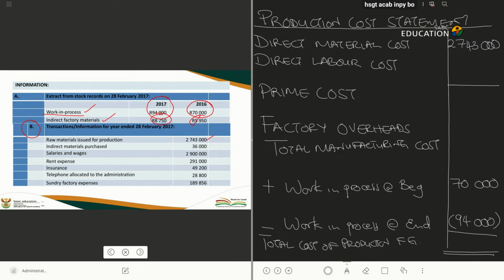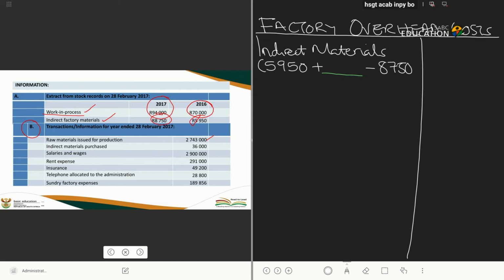So that means I've already dealt with that one. Let's go to the next one now. They say indirect materials purchased. You remember we did touch some indirect materials earlier on? And where did we touch it? You're correct, in the factory overhead. Let's go to our factory overhead. We had our opening stock, we had our closing stock. What were we missing? Purchases. So we're going to bring our purchases, and they told us it is 36,000. So I'm coming here to say plus 36,000.